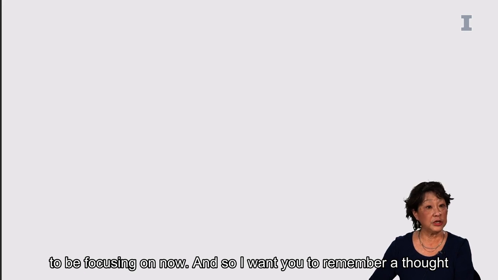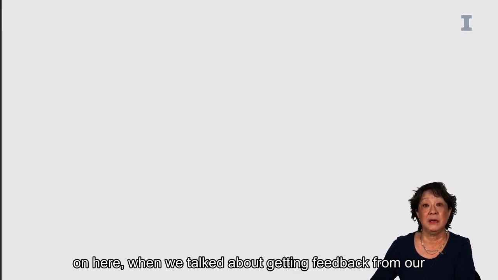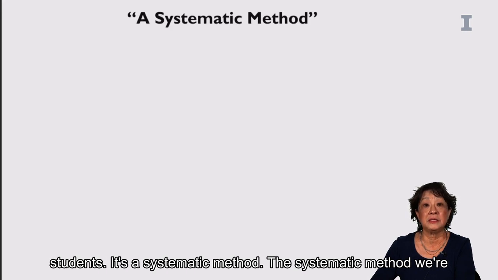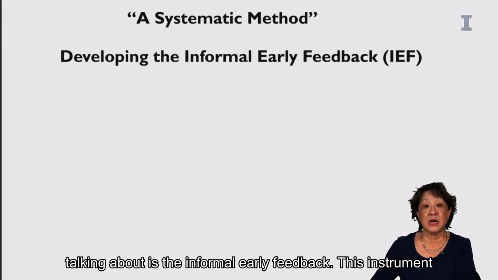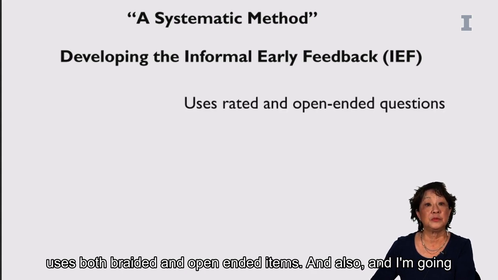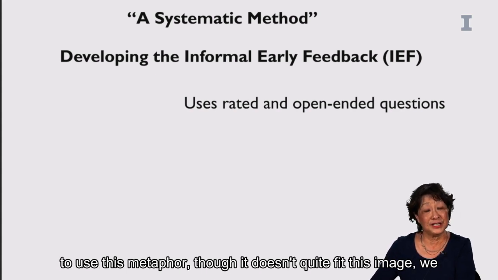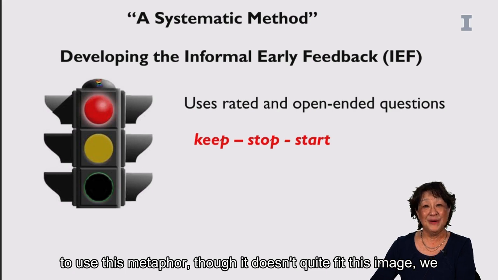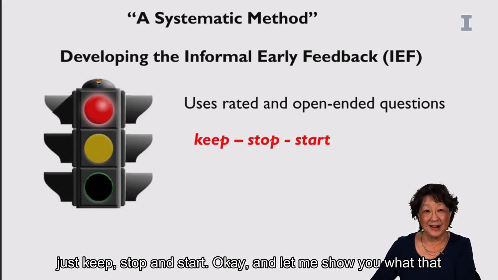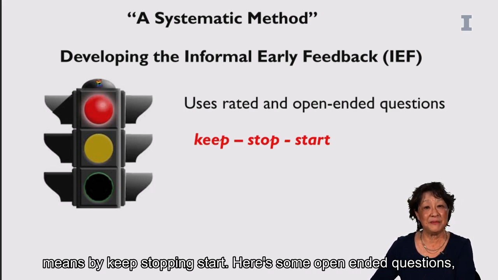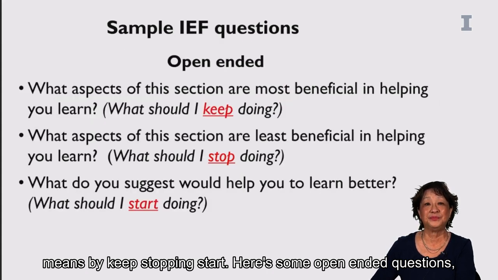And so I want you to remember a thought here. When we talked about getting feedback from our students, it's a systematic method. The systematic method we're talking about is the informal early feedback. This instrument uses both rated and open items, and also, and I'm going to use this metaphor, though it doesn't quite fit this image, keep, stop, and start. Okay, and let me show you what that means.